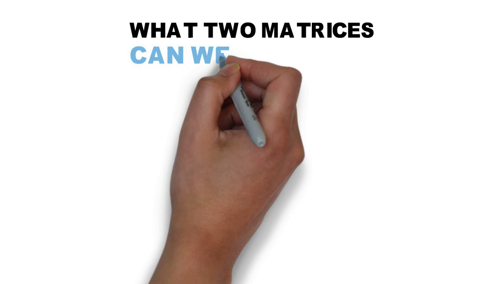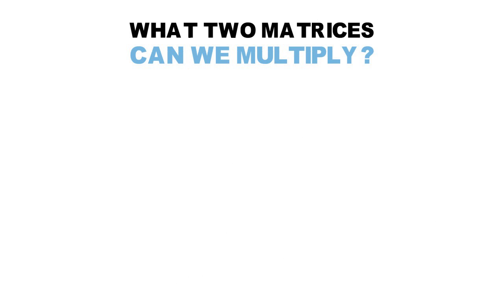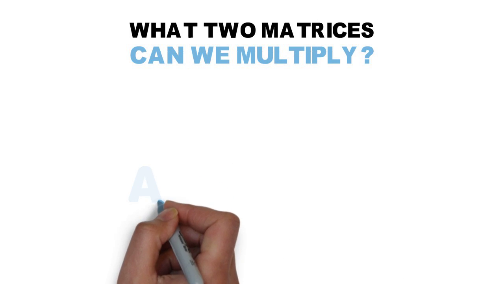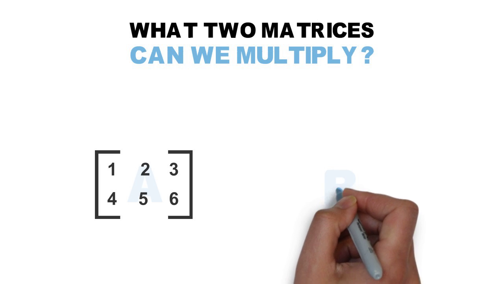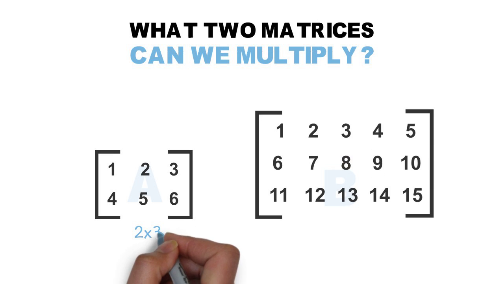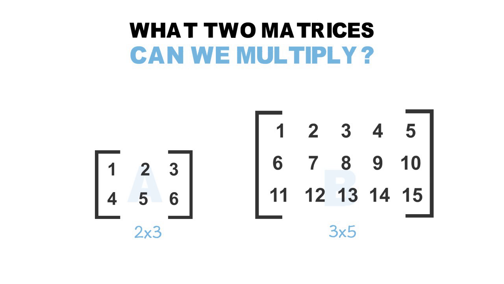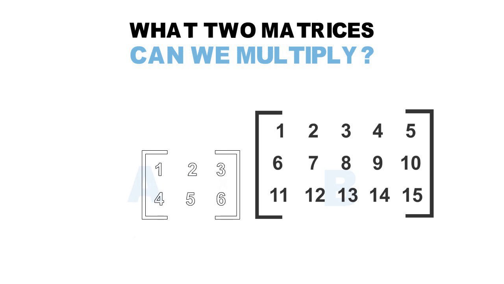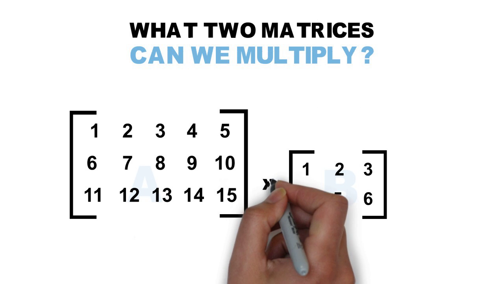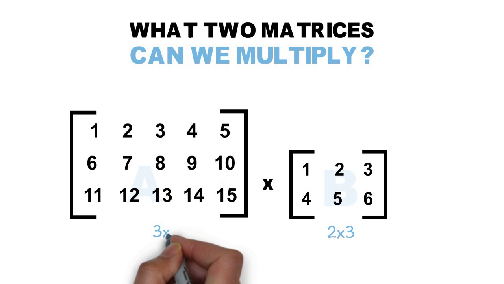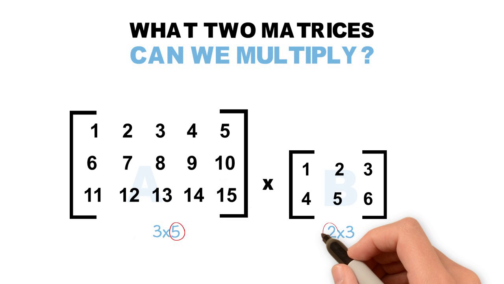In order to be able to multiply matrices, the inside dimensions have to match up. So for example, if A is a matrix and B is a matrix, and A is 2 by 3, and B is 3 by 5, then you can multiply A times B because the inside dimensions match up. But now let's switch those guys. Let's try to multiply B times A. That is not going to work out for us because now the inside dimensions are different.